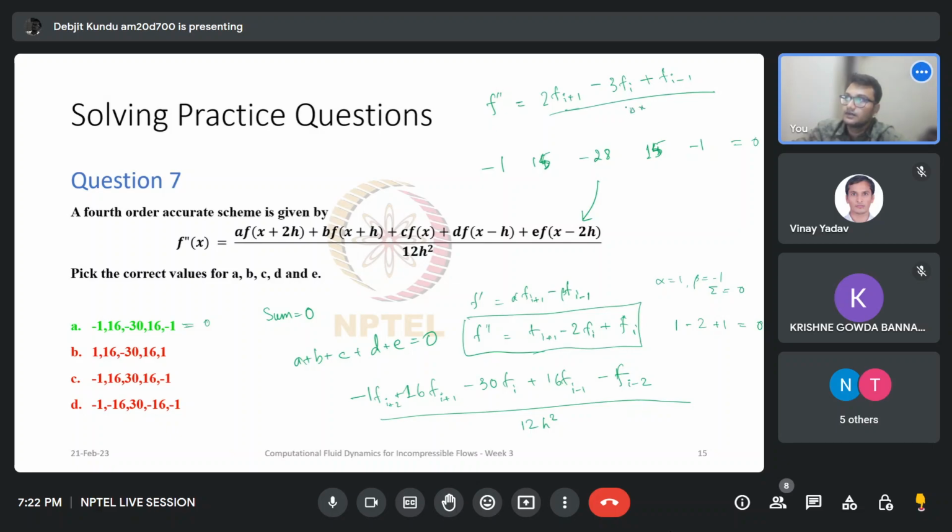But does that mean that this is an accurate scheme for finding out f double prime? No, right? So this is invalid. Similarly, any set of coefficients whose sum is 0 does not mean that it would be a proper scheme for discretizing some partial differential equation.